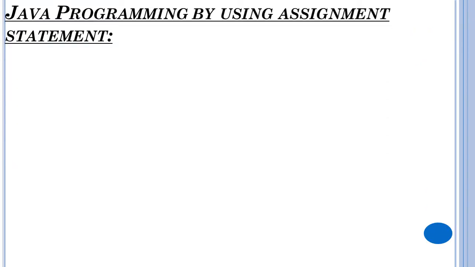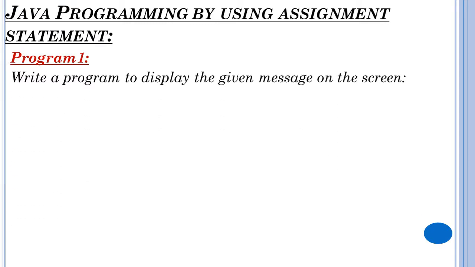First one is about Java programming by using assignment statement. This first one, assignment statement, we will use when you are just going to display a message on the screen. Okay, just to display the message, or just to add values, or just to subtract a value. If you know the two values and you want to add them, you can use this assignment statement. This is a very easy method to write a Java program. Okay, here I'll take one example and explain. Write a Java program to display the given message on the screen.